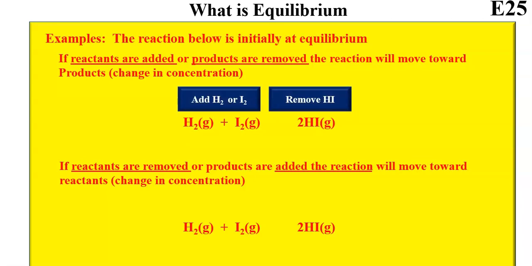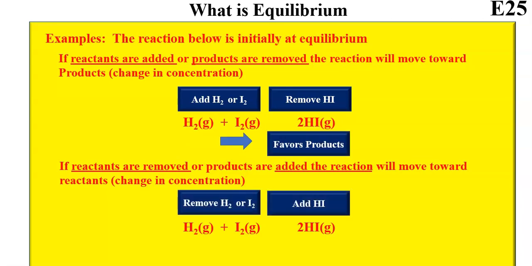So add H2, I2, or remove HI, that favors the products. Remove H2 or I2, or you add HI. You do either of those, you don't have to do both of them. And that's going to favor the reactants.